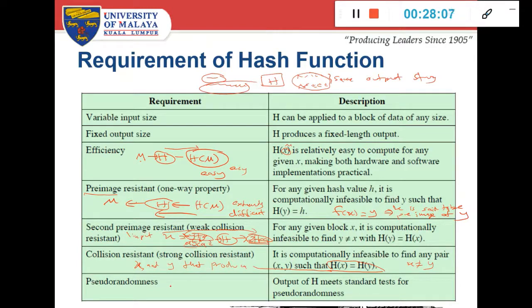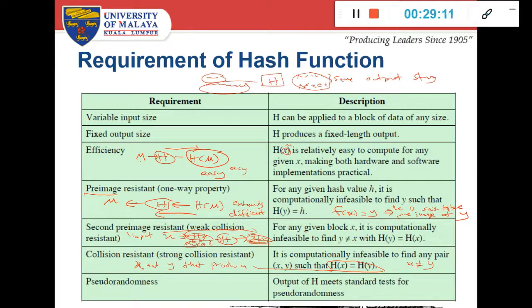And the final property is pseudo-randomness. The output of H meets standard tests for pseudo-randomness. So it must be random. It must not have a predictable pattern. It must have an extremely long period. Of course, in theory there is a statistical model where after maybe a million or 2 million sequences you will repeat the same output, but it is almost impossible to create that. Wait, am I correct? Yes, almost impossible. Sorry, I was playing around with the words.